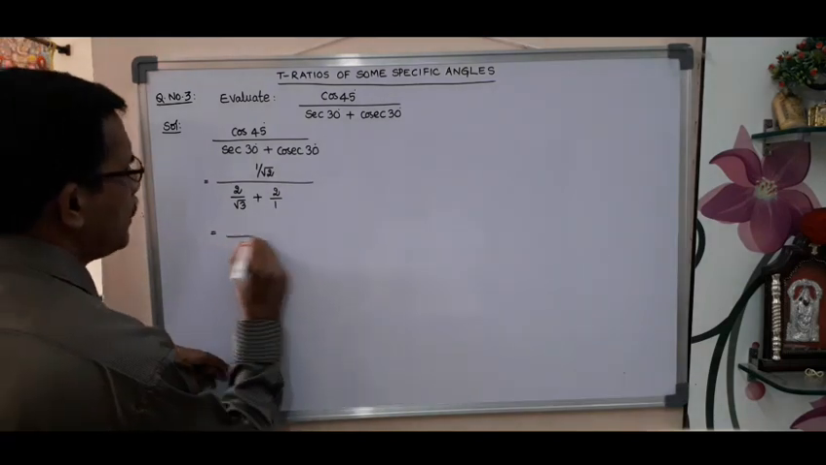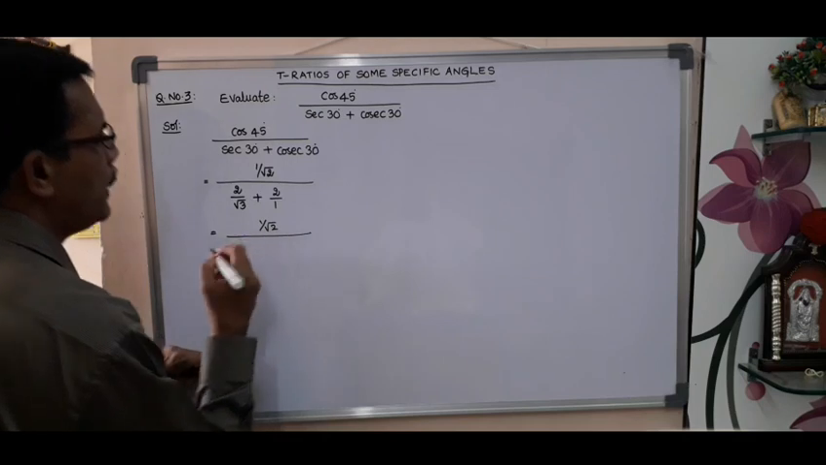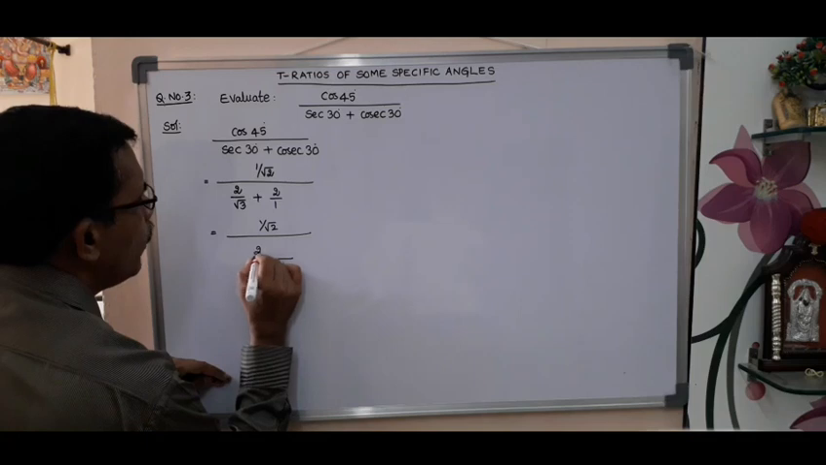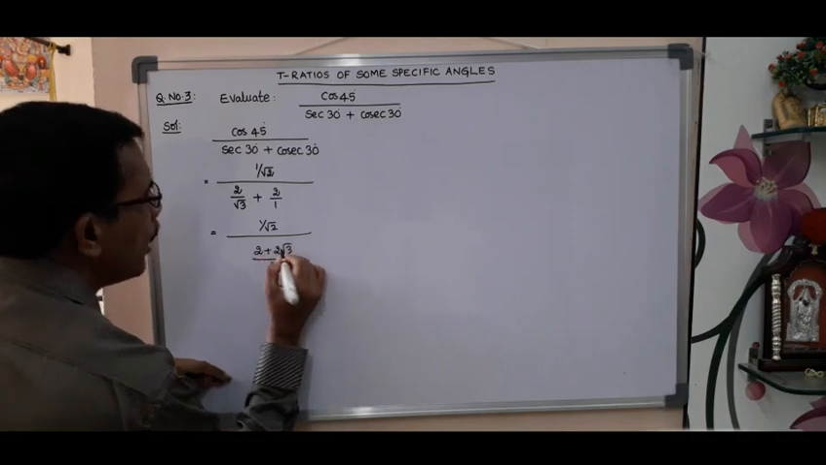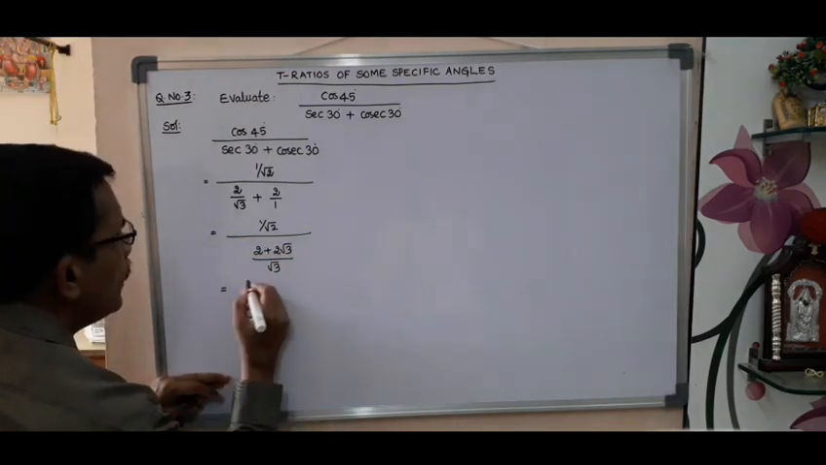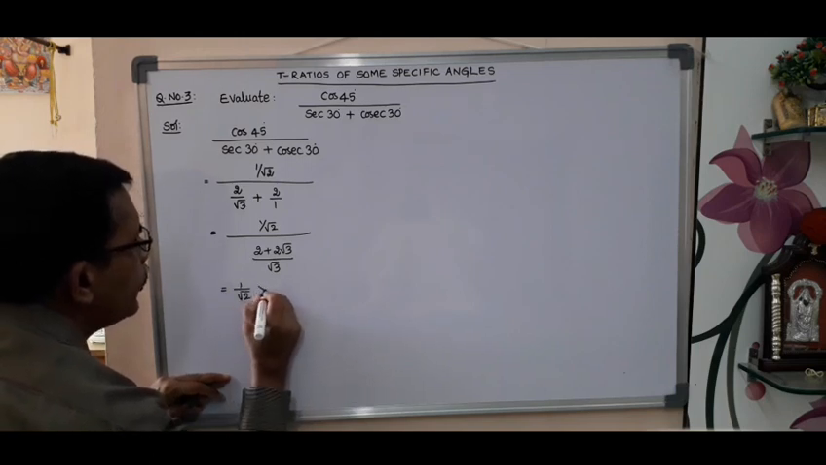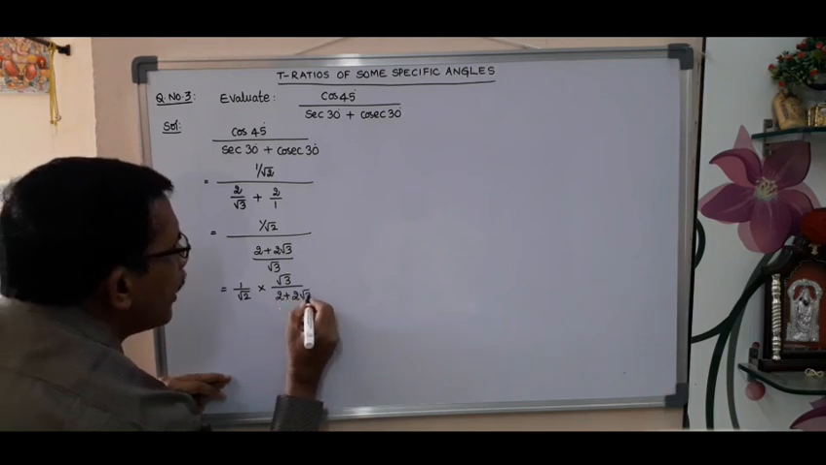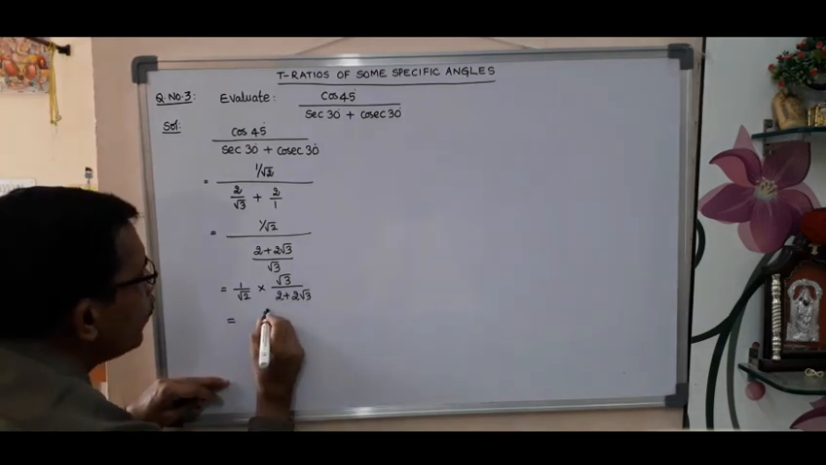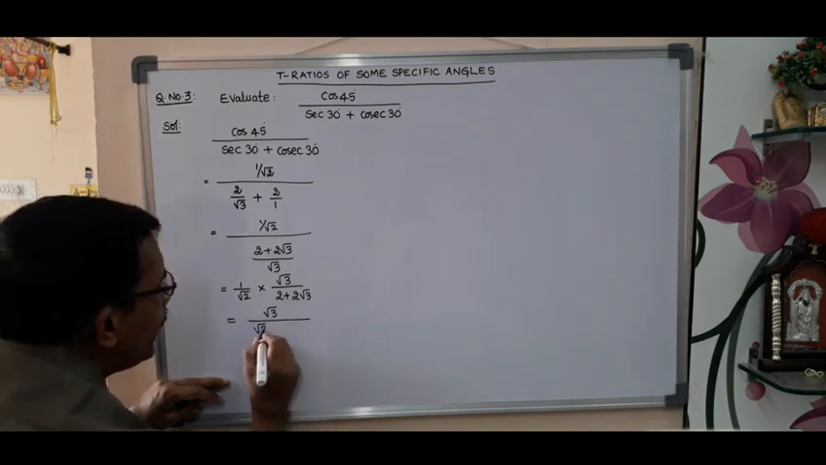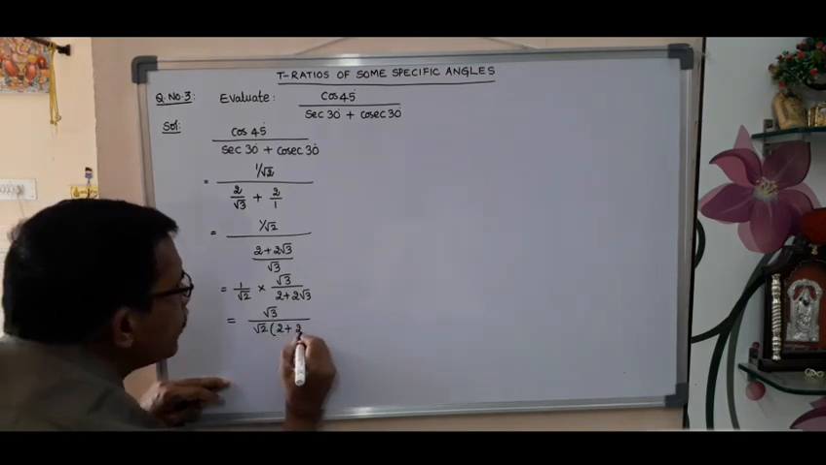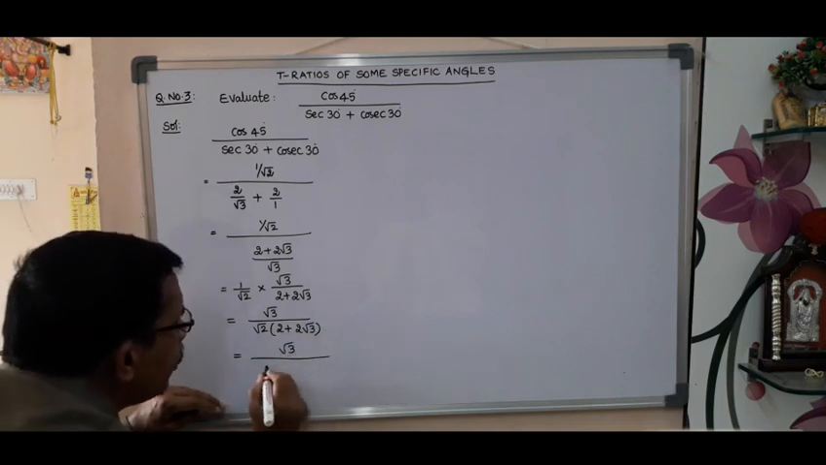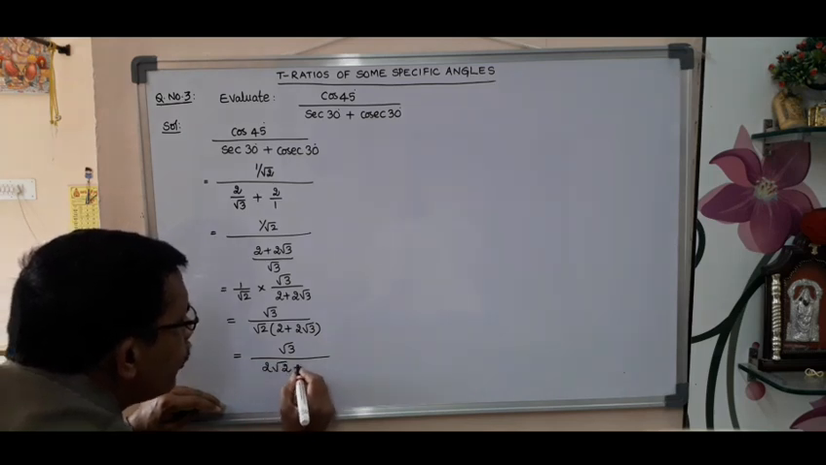Numerator is the same, 1 by root 2. Denominator, taking LCM root 3, like a cross multiplication, 2 plus 2 root 3. This is equal to 1 by root 2 into root 3 by 2 plus 2 root 3. That is equal to root 3 by root 2 into 2 plus 2 root 3, which is equal to root 3 by 2 root 2 plus 2 root 6.